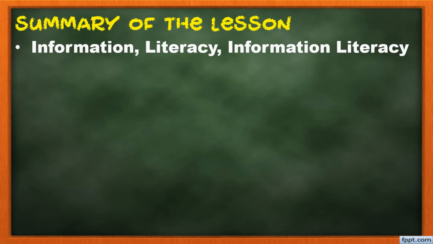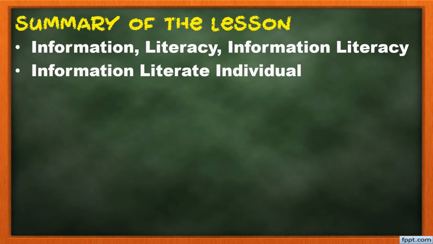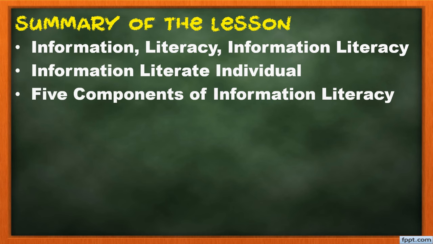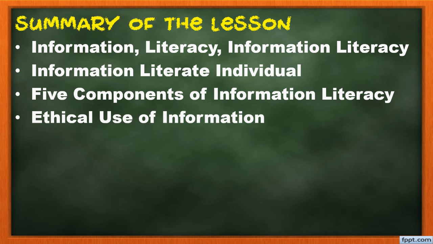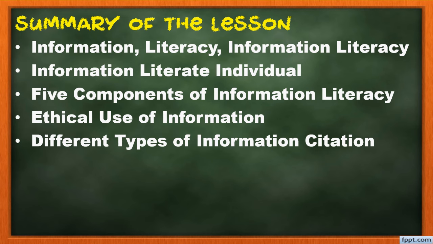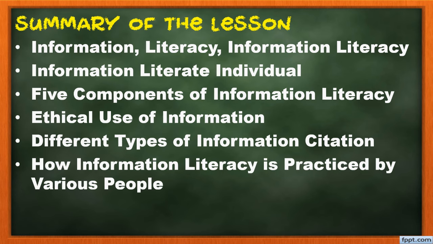So let us summarize the lesson. Earlier we discussed information literacy, information and literacy. Next is the importance of an information literate individual. We also discussed the 5 components of information literacy, followed by the ethical use of information and the different types of information citation, as well as the usage of APA format in in-text citations and bibliographical entries, and how information literacy is practiced by various people. I hope you find this information worthwhile and this study meaningful. I also hope that in your future studies, you will apply what you have learned from this lesson.